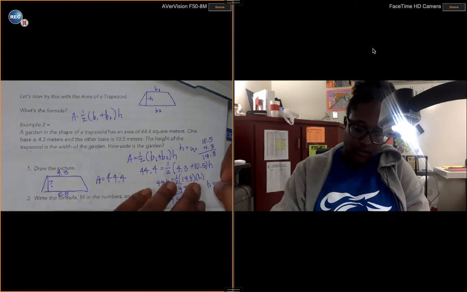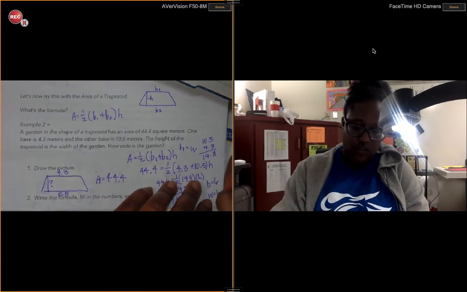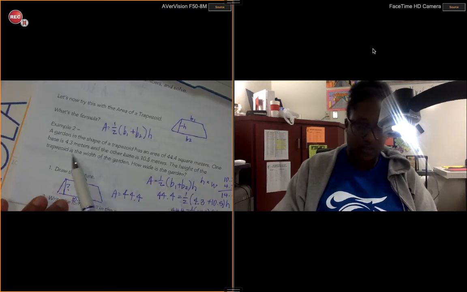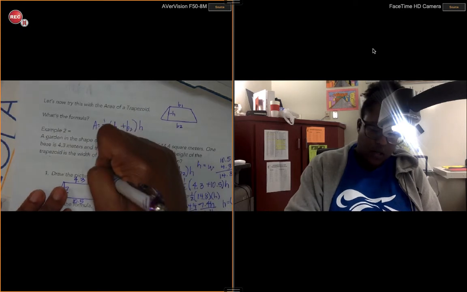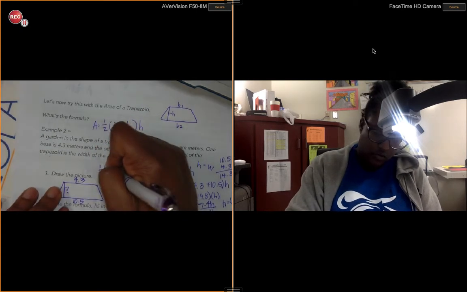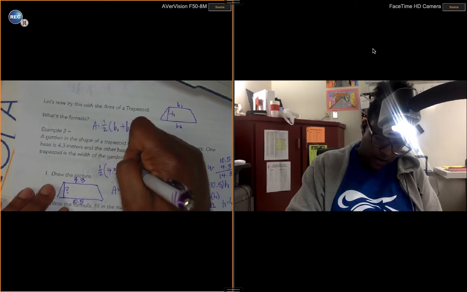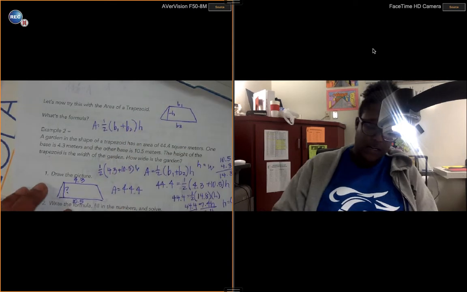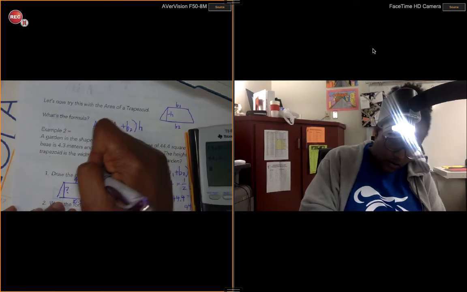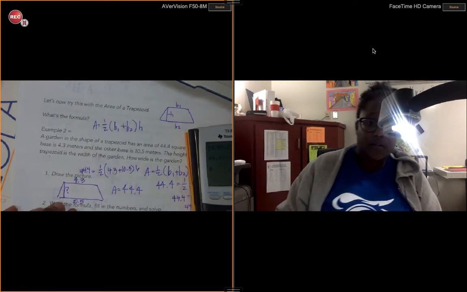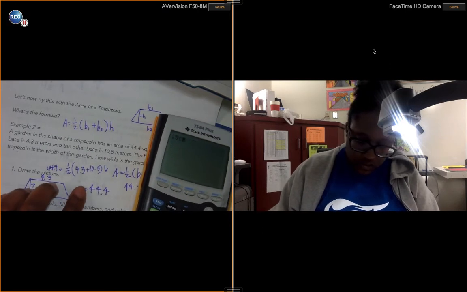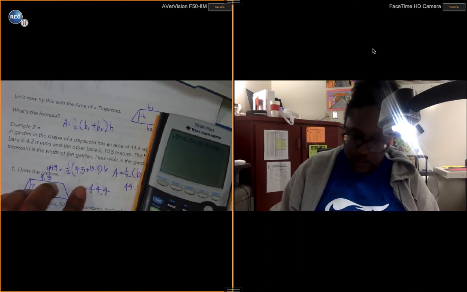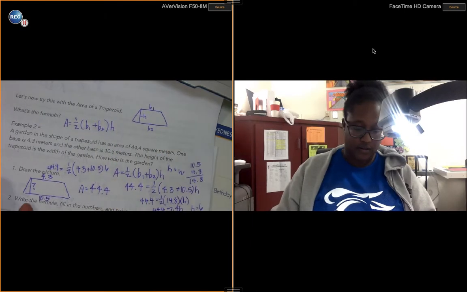So the height is 6, which means the width is also 6, because remember it said the height of the trapezoid is the width of the garden. And I'm going to double check this. I always double check my work. Probably easier for me because I have a calculator though. So 4.3 plus 10.5, and then we would multiply that by 6. And when we do all of that, we should get 44.4. So here we go: 0.5 times (4.3 plus 10.5) times 6. And we got 44.4, so I did it correctly.